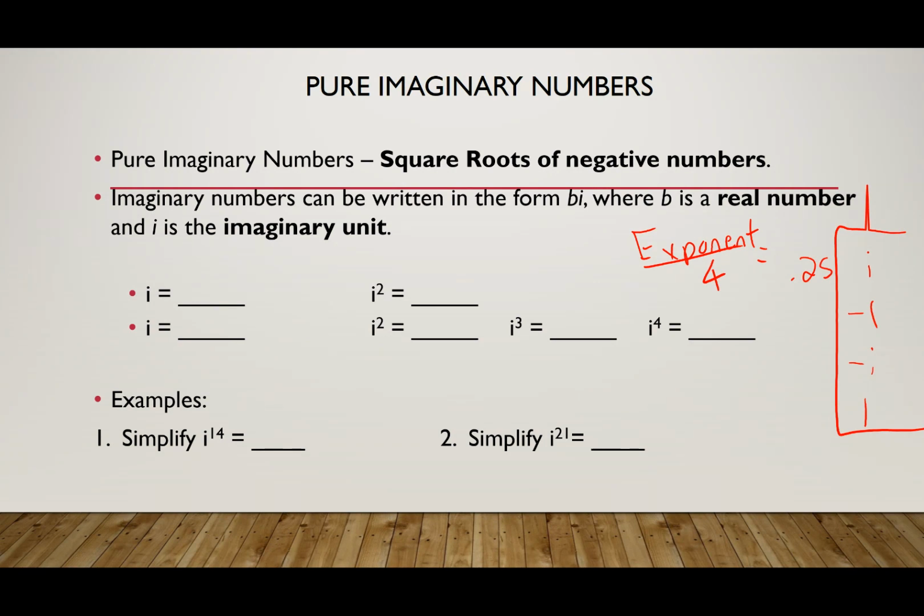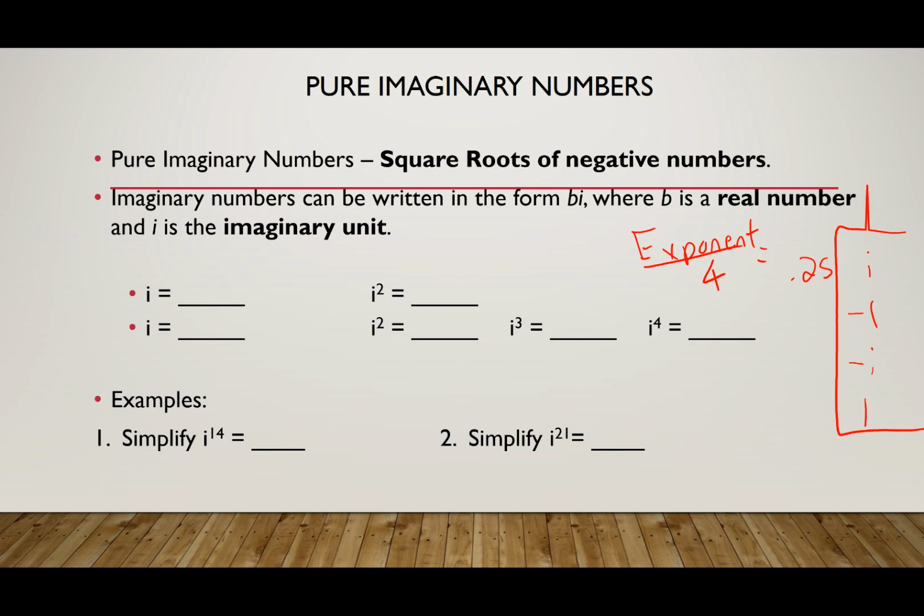So, for instance, if I had i to the 5th power, and I didn't know what i to the 5th power was, I can take the 5 and divide it by 4, and I would have the number 1.25. Because it ends in 0.25, I know that 5 is the first part of the pattern, which means i to the 5th power would be the same thing as just i.